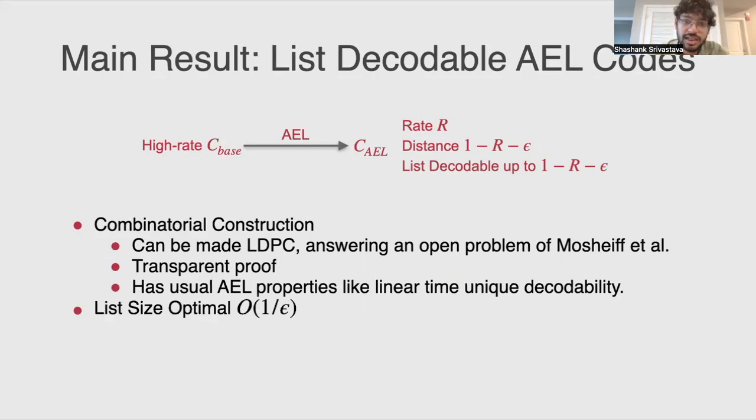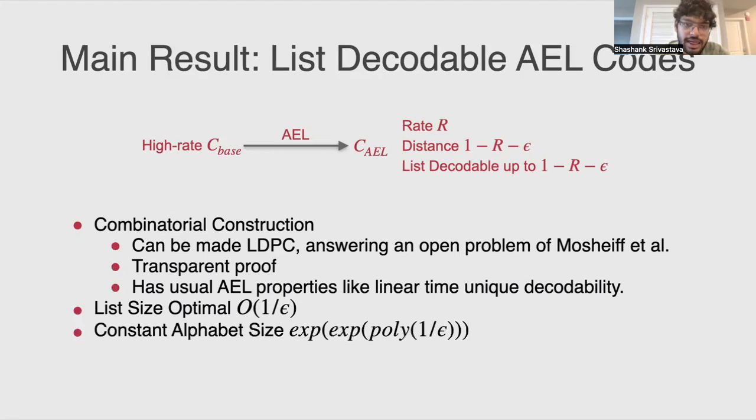The list size is not just bounded, it's not just polynomial, it's actually optimal, order 1 over epsilon directly. And as we saw for algebraic codes, this took a long line of work. Here, with the construction, you directly get an optimal list size. The alphabet size is also constant, unlike the folded Reed-Solomon case where the alphabet size has to be growing with n. In fact, there the alphabet size is n to the 1 over epsilon. Here, the alphabet size is simply a constant dependent on epsilon only.